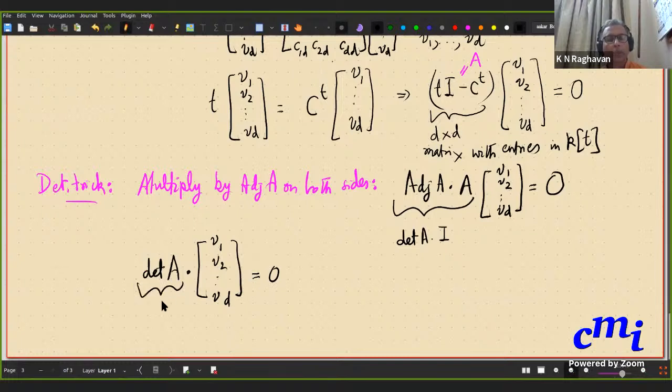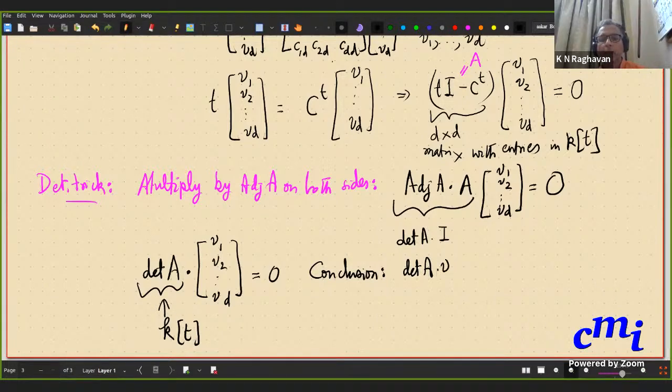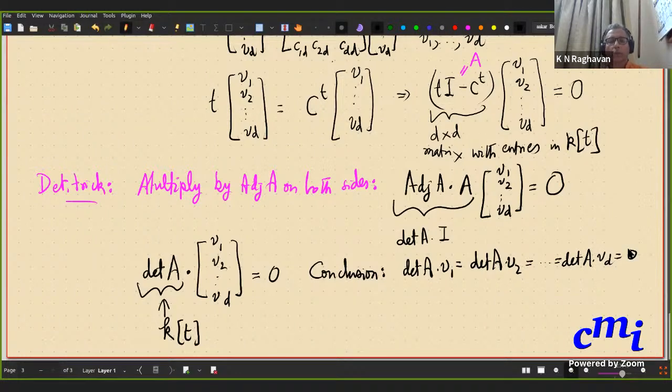Now this is an element of K[T], and what we are concluding is that this element kills v1, v2, ..., vd. So the conclusion is that the determinant of A, an element of the underlying ring, satisfies determinant of A times v1 equals determinant of A times v2 equals ... equals determinant of A times vd equals 0. If it kills every basis element, and being an element of the ring it commutes with scalars, then the determinant of A kills V.